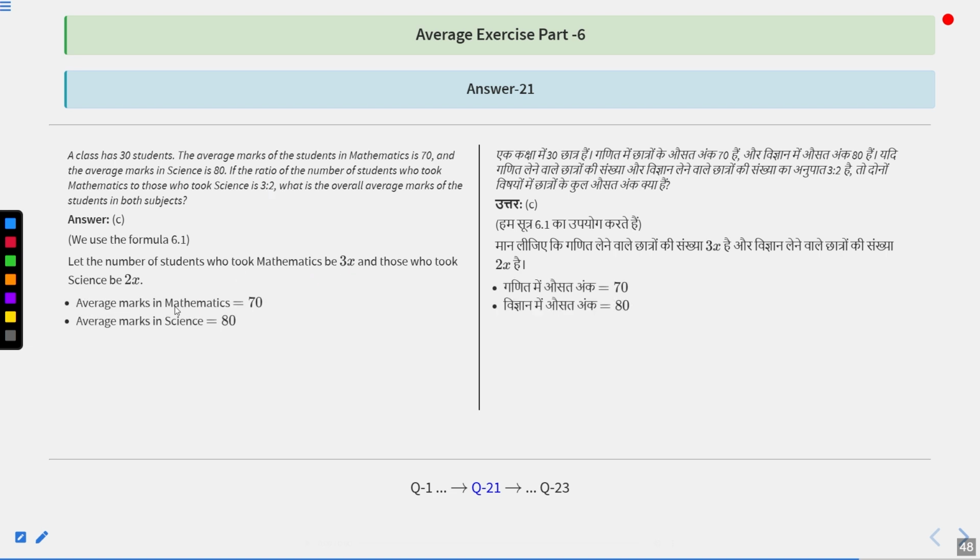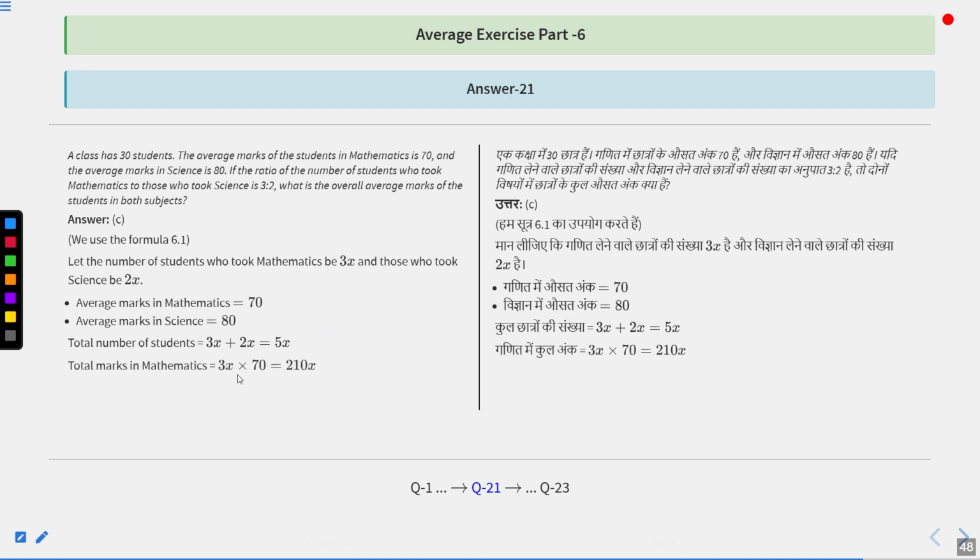Now the average mark in mathematics is 70, given in the question. The average mark in science is 80. It is also given in the question. Now the total number of students, 3x plus 2x, becomes 5x. So the total mark in mathematics becomes 3x into 70, which is 210x. Same way, what is the total mark in science? 2x into 80 becomes 160x.